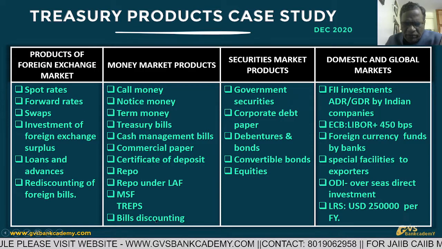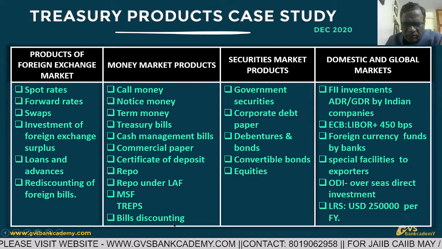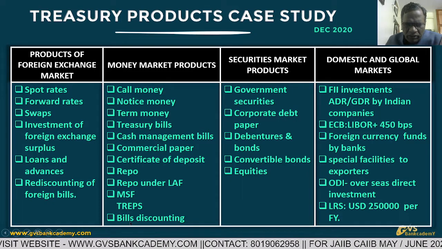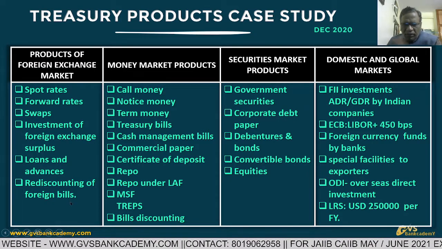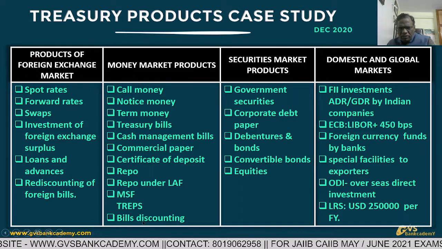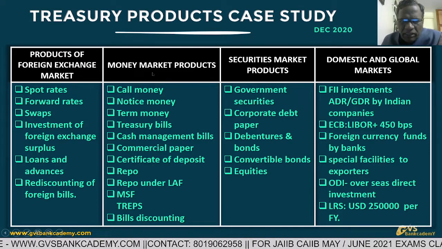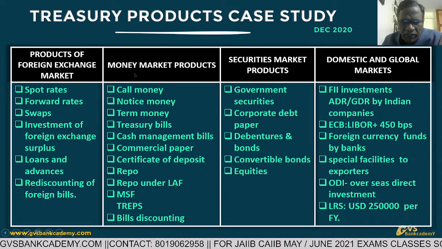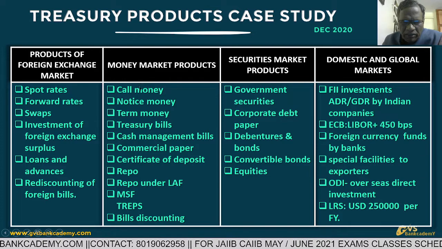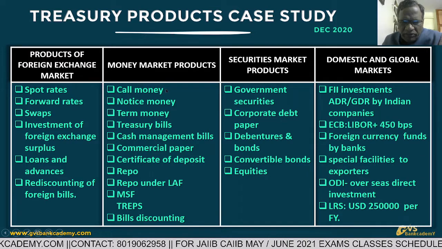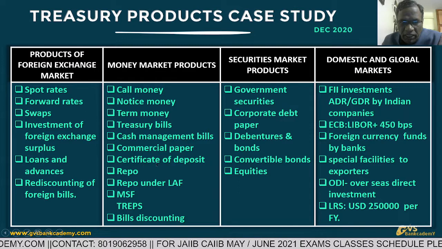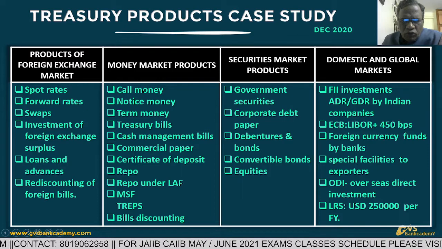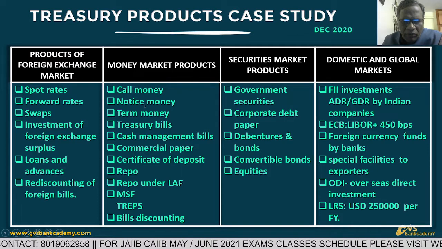And bills discounting also. Sometimes banks discount bills of other banks. Banks also discount their bills with the RBI. That is called bills rediscounting at bank rate. These are the money market products. These money market products are very important for JAIIB and CAIIB examinations, and of equivalent importance for promotional exams also, and also useful for overall interview management.